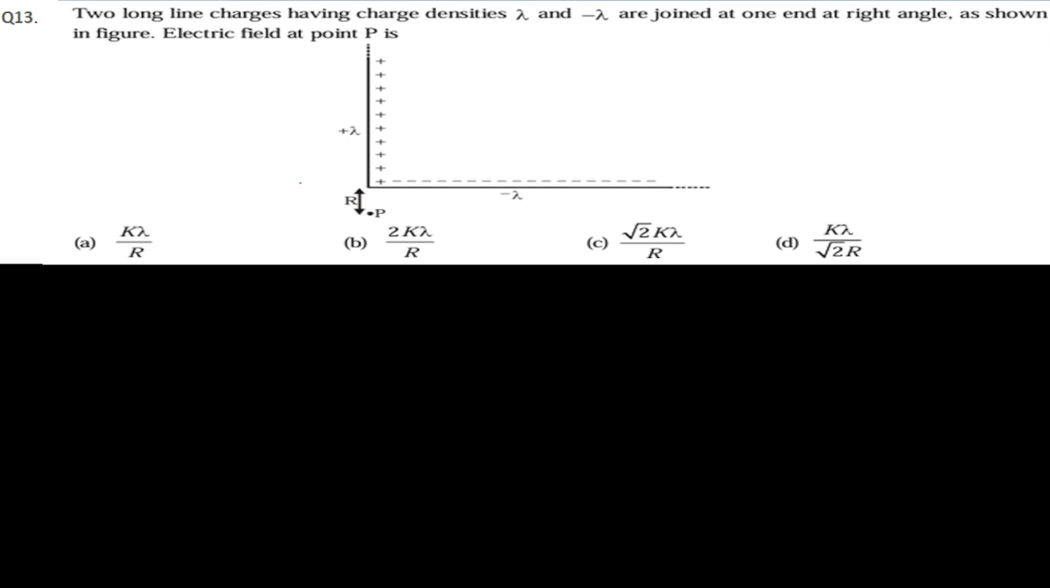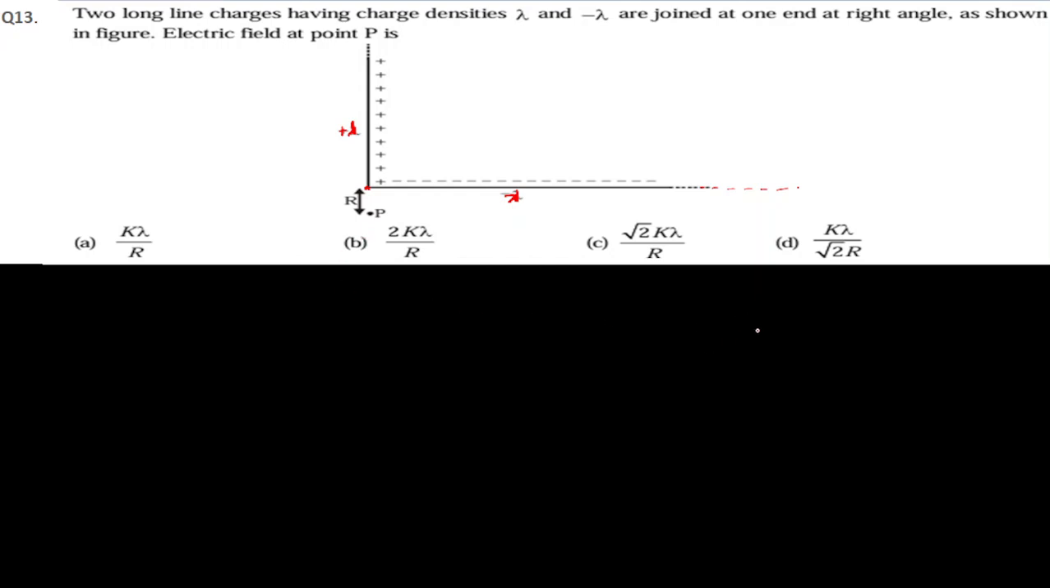Then in question number 13, what is written here? Two long linear charges having charge density lambda and minus lambda are joined at one end at right angle as shown in the figure. From here up to infinity, this portion is carrying minus lambda charge per unit length, and from this point up to infinity in this direction, this portion is carrying plus lambda charge per unit length. Then what has been asked: what will be the net electric field at point P?